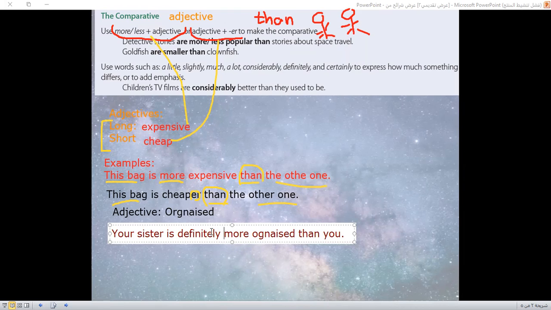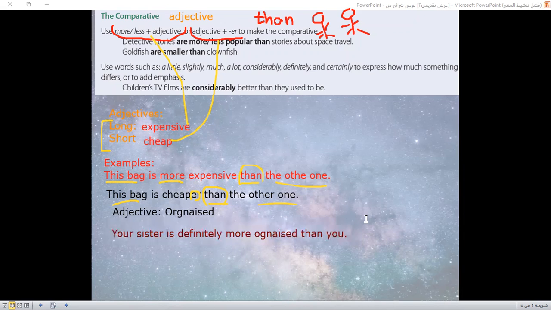So those words, if you add them, are not an adjective. They don't relate to the adjective. They just add emphasis to your comparative sentence. Clear, Thalith? Clear? All of you? No questions?